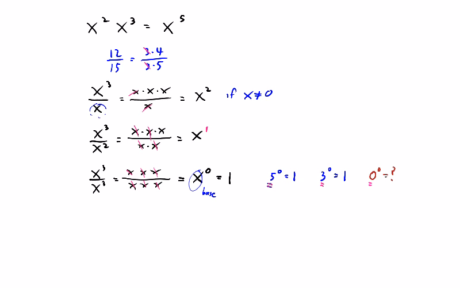Continuing onward, what happens if we divide by something bigger than 3? So now I have 4 factors of x in the denominator and only 3 in the numerator.